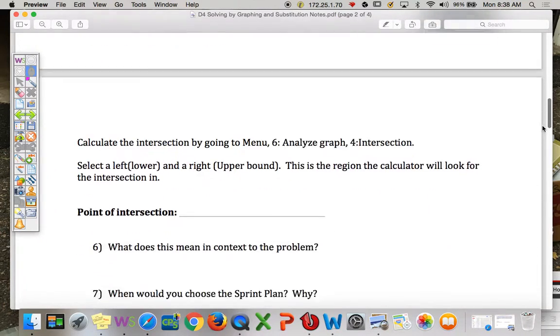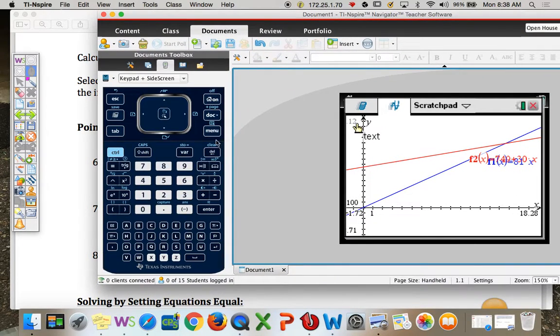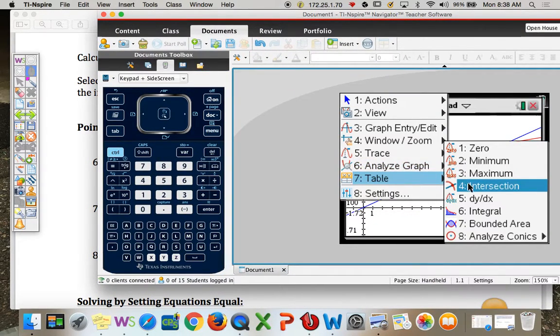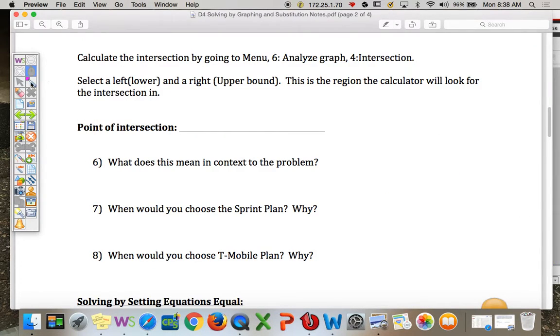So I'm just following these steps right here. You can go to Menu, Analyze Graph, and find the intersection. Let's try that. Menu, Analyze Graph, intersection, go to the left of your point, go to the right. And here's our intersection. So I'm going to write that down and talk about what it means. It's 14.7 and 1.19 E3. So let's write that down.